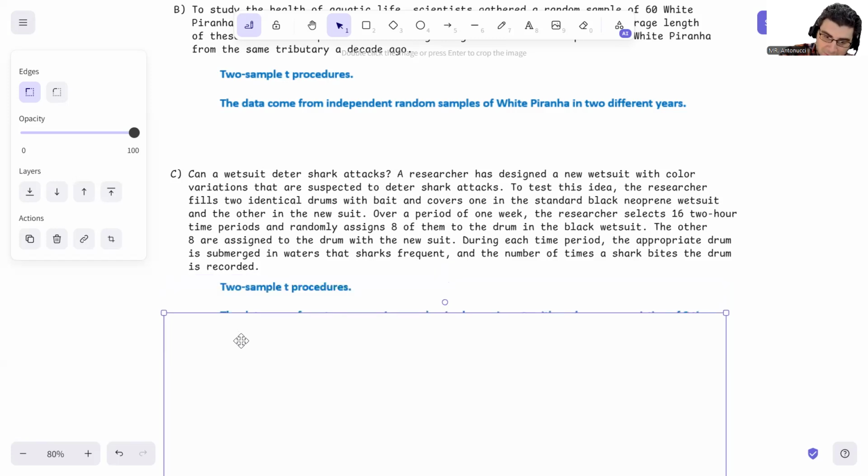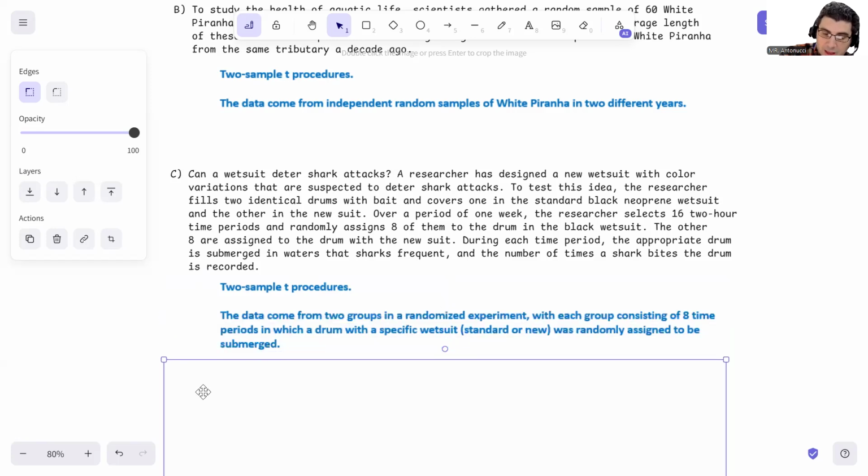Really long setup to that one, folks, but this is definitely a two sample T procedure. And this is because the data come from two groups in a randomized experiment, with each group consisting of 8 time periods in which the drum with a specific wetsuit, whether it was the standard or the new one, was randomly assigned to be submerged.